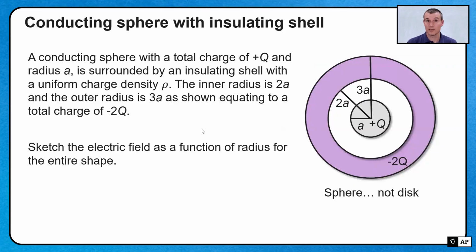For this one, we have a conducting sphere with an insulating shell. So here's our conducting sphere, and here's our insulating shell. This insulating shell has a uniform charge density of rho. The inner radius ends up being 2a for that surface, and the outer radius being 3a. And as shown, this whole thing has a total charge of negative 2q. I want to sketch the electric field as a function of radius for the entire shape. So once again, this is a sphere, not a disk.